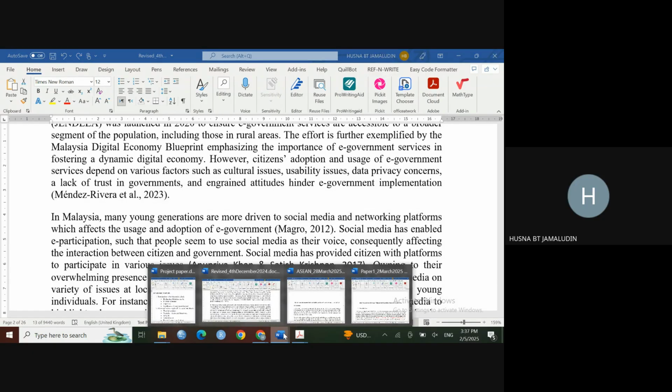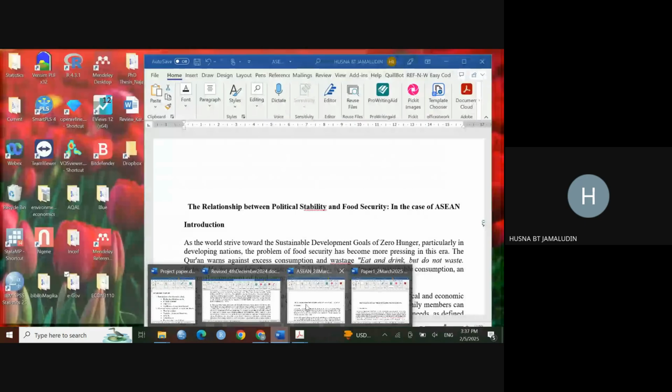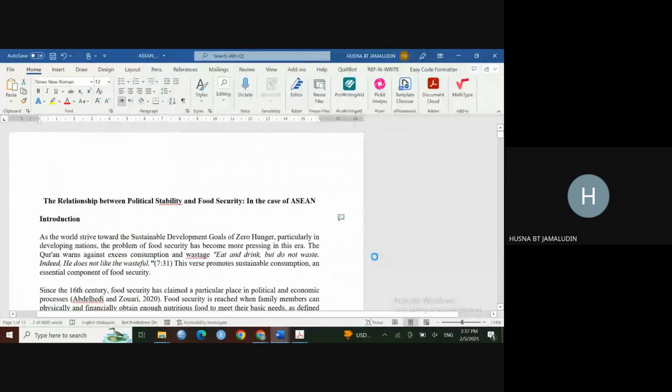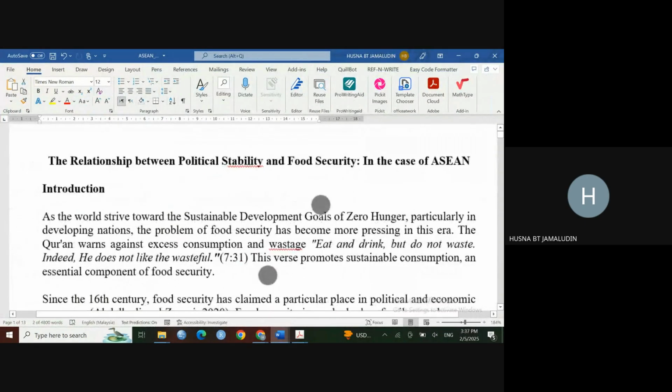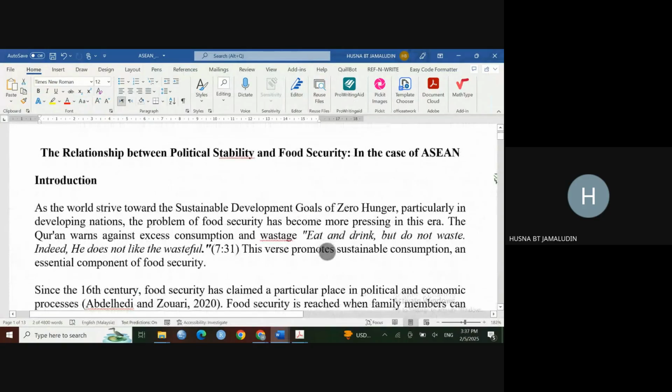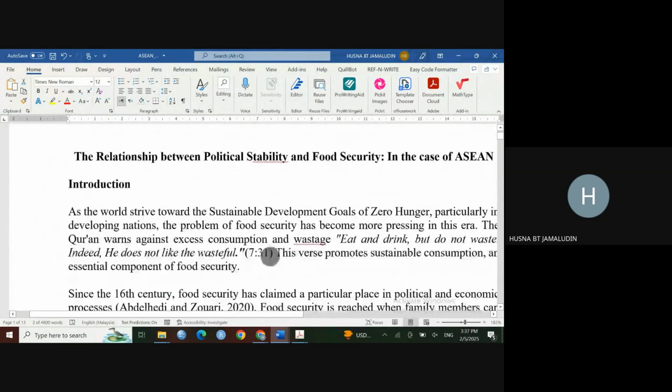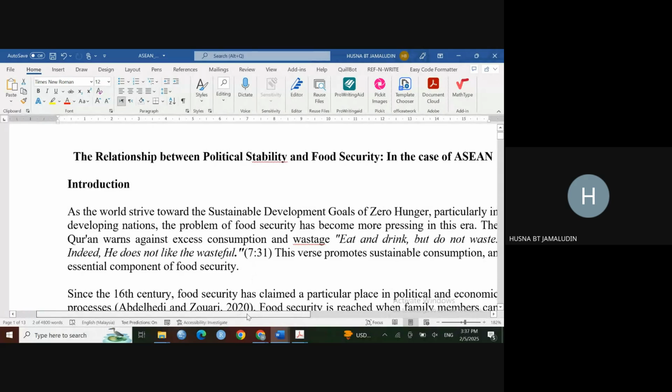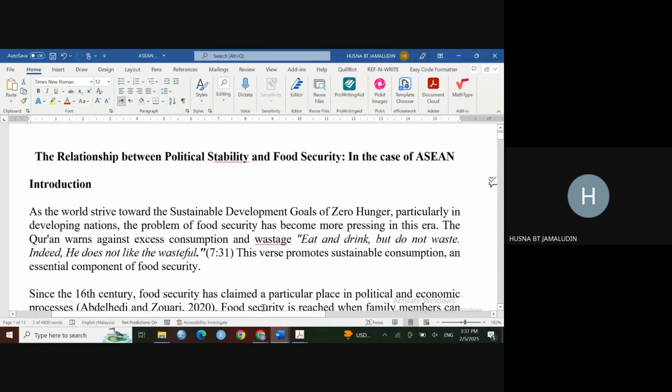Let me show the second example. Okay, so you have to tell me what's the problem here. So the topic is, I will just give my comments to the paper, to all your papers, not really all, some of your papers.